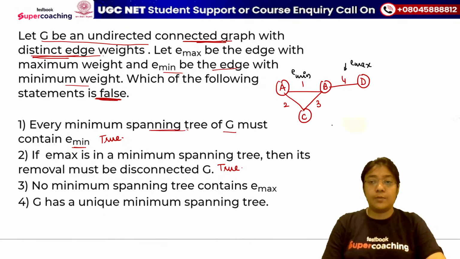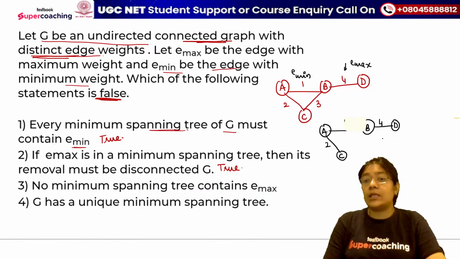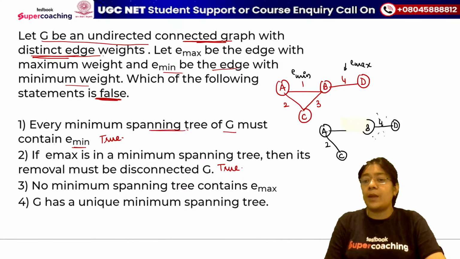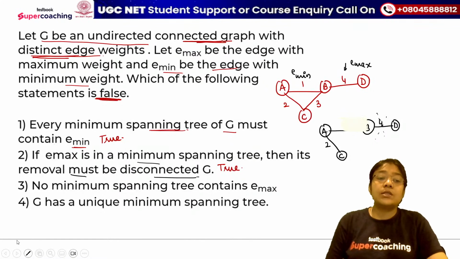In Kruskal's we say take the minimum edge weight. So the minimum edge exists between A and B. So we have taken A to B, 1. Next minimum is 2. So no cycle is forming, definitely we can include this. Next minimum is 3. We cannot take 3, but definitely I need to take E max. If I do not take E max, then you may get a disconnected graph. If I remove this edge, definitely we will get a disconnected graph. So E max is the minimum. If E max is in a minimum spanning tree, then its removal must be disconnecting the graph G. So this statement is also true.